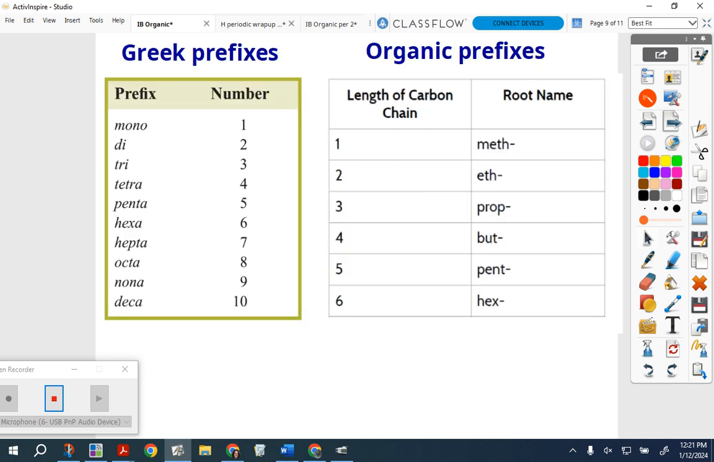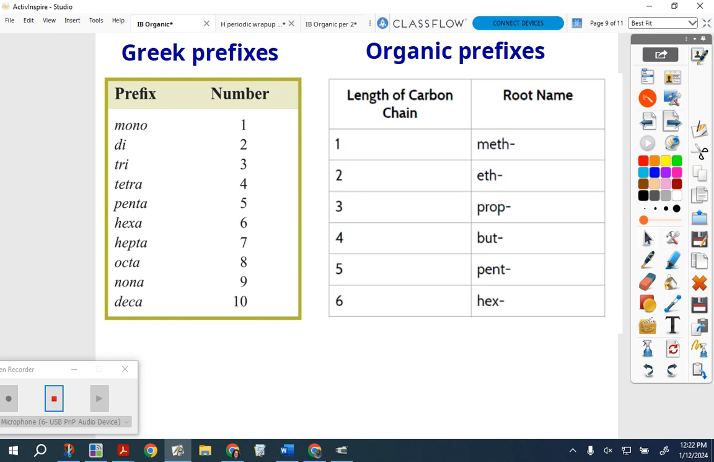One of the ways it's a little bit more complicated is that it uses different prefixes. You guys are probably familiar with the Greek prefixes that we use when we're talking about binary covalent compounds, like dinitrogen tetroxide means we have 2 nitrogens and 4 oxygens in our compound, and that gives us N2O4. Right? So mono, di, tri, tetra, etc. These should at least be ringing a bell for you. We will also, unfortunately, be using these for part of our organic nomenclature.